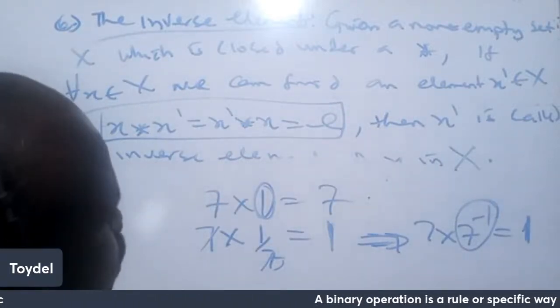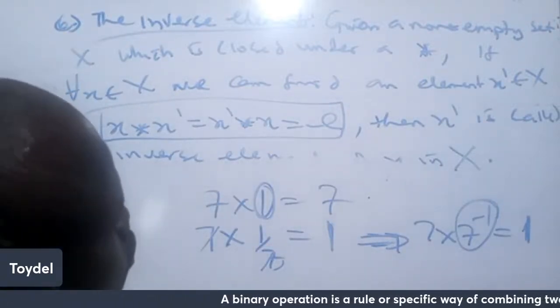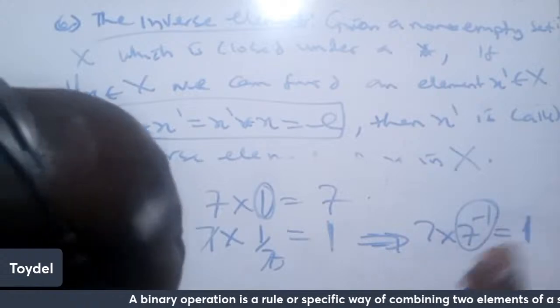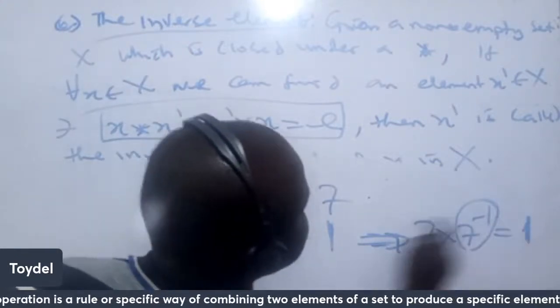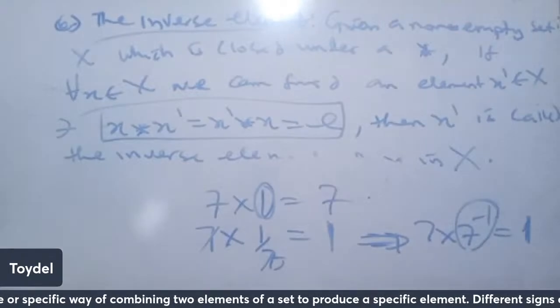The inverse element is what you multiply with that element that will give us the identity element, and that is what we are expected to know.